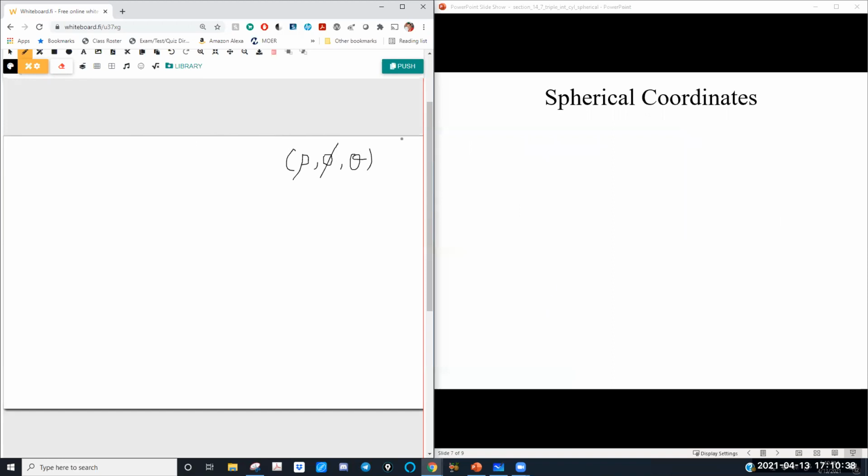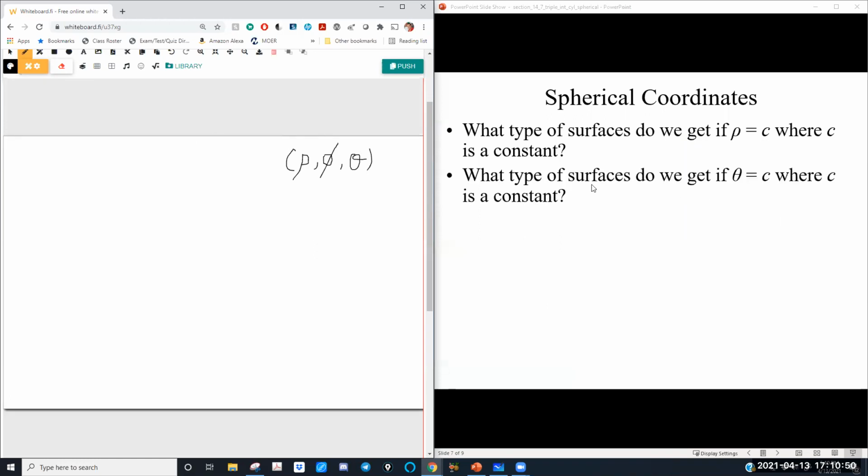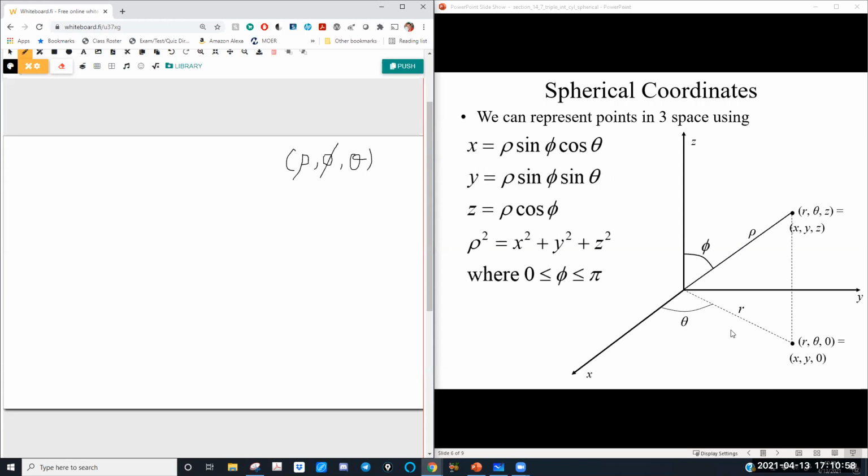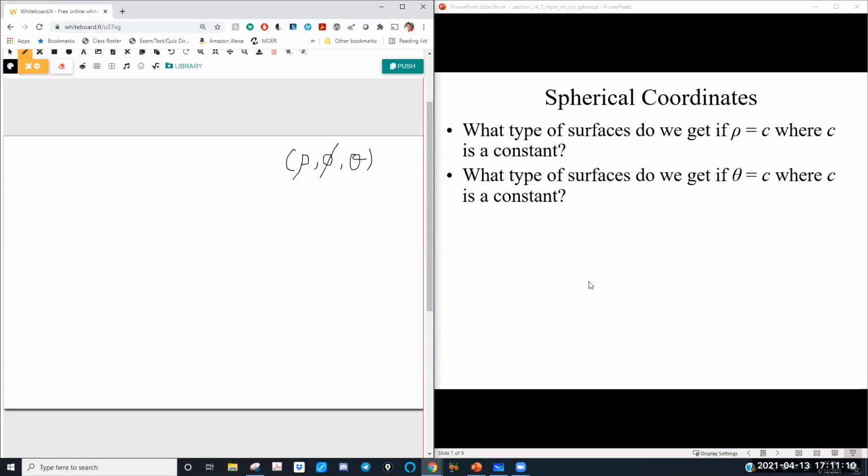So spherical coordinates, let's talk about our fundamental surfaces. If rho is a constant, we get a sphere, hence the name spherical coordinates. If theta is a constant, we get the exact same thing we do with polar, and that's a plane. If we thought of this as making up our plane here, it goes through the z-axis and is perpendicular to the xy plane. So same plane as in polar, or cylindrical, I should say.